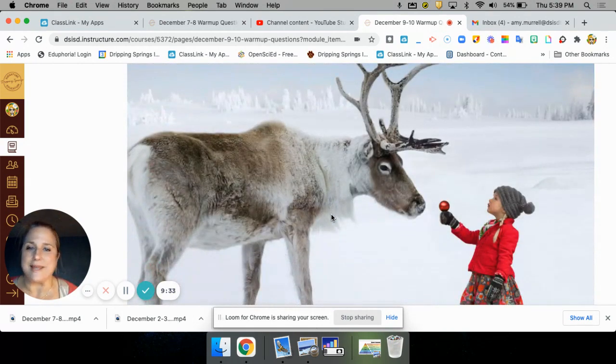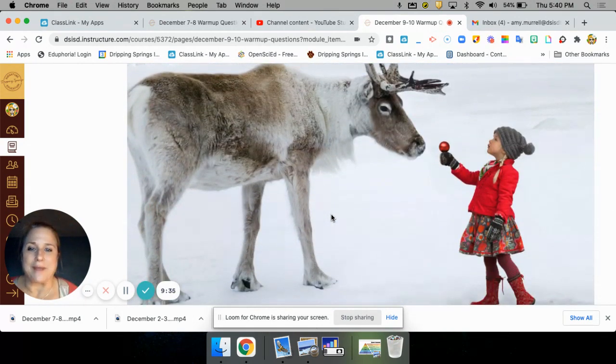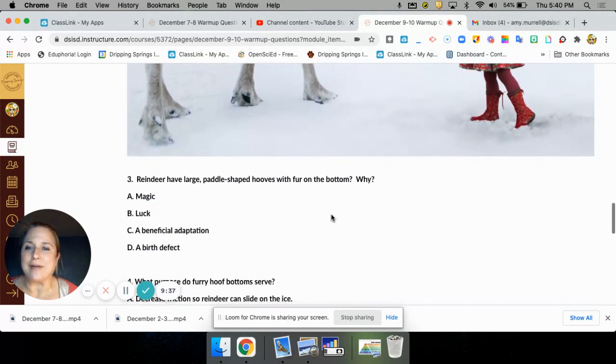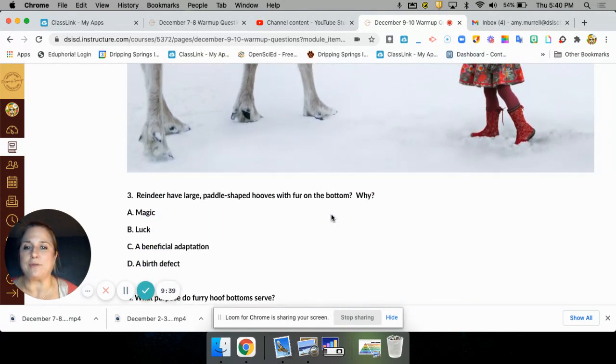Number 3, I love this picture. Reindeer. Reindeer have large paddle-shaped hooves with fur on the bottom. Why do they have fur on the bottom? Magic? Maybe. Reindeer might be magical. They have to be magical to visit every boy and girl in the world. Luck? Yep, that might be pretty lucky. It's not a birth defect. They're quite efficient. It is a beneficial adaptation.